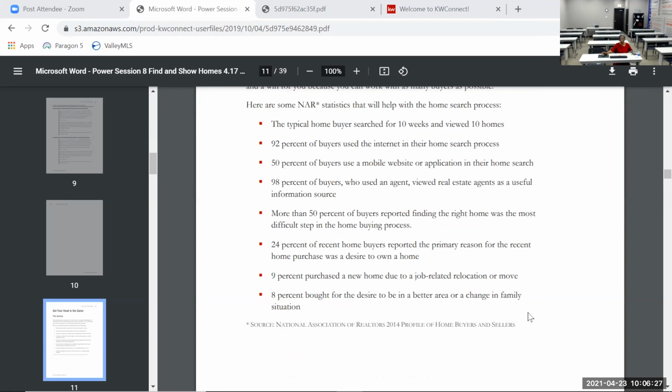24% of recent home buyers reported the primary reason for the recent home purchase was a desire to own a home. That statement to me says first-time home buyers. They wanted to finally step into the home ownership realm. So, that's a niche in and of itself, because these are people who have never experienced it, so you can't talk to them coming from experience.